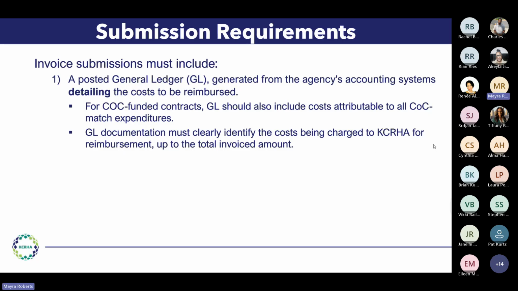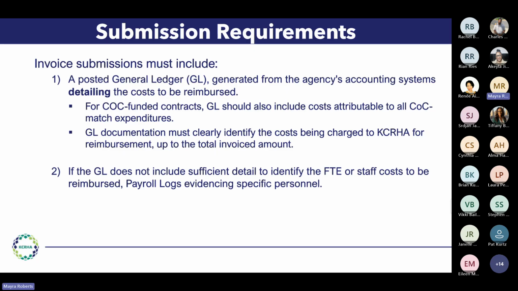And there are different ways to clearly identify the cost on your GL. Some examples include highlighting the items that you are requesting reimbursement for, or you can submit a separate document detailing the costs and the amounts that add up to your invoice total.